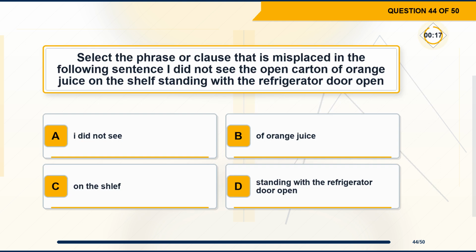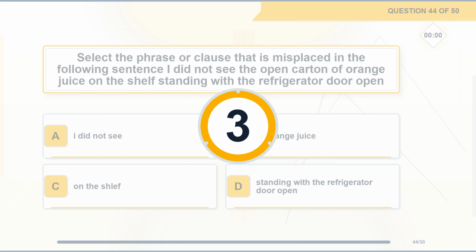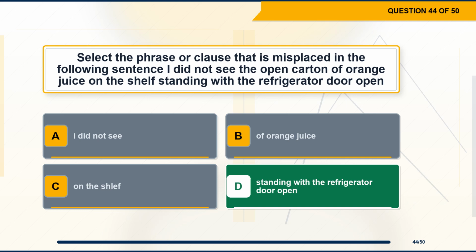Question 44. Select the phrase or clause that is misplaced in the following sentence. I did not see the open carton of orange juice on the shelf standing with the refrigerator door open. Option A, I did not see. Option B, of orange juice. Option C, on the shelf. Option D, standing with the refrigerator door open. The correct answer is option D, standing with the refrigerator door open.